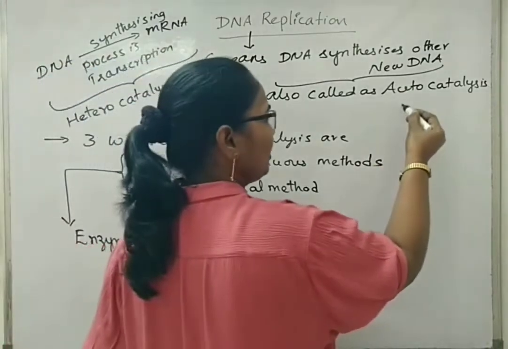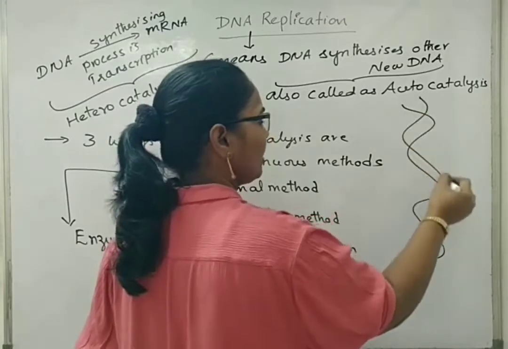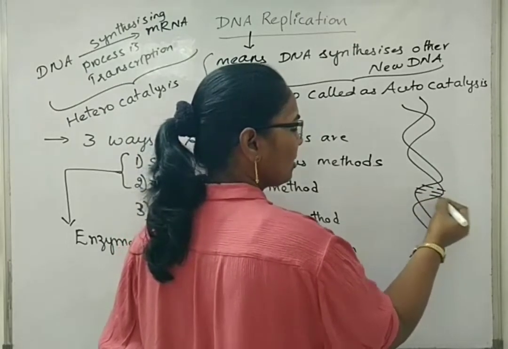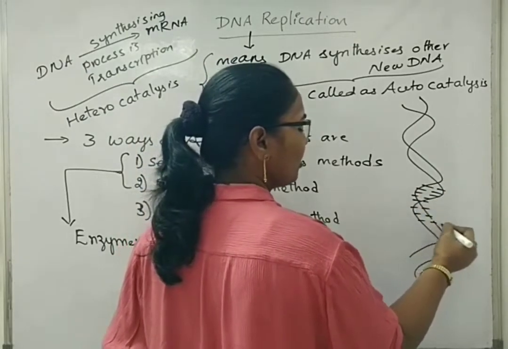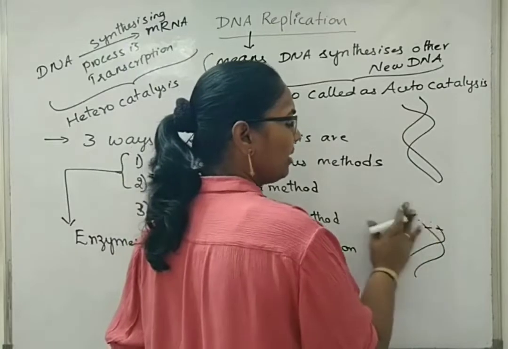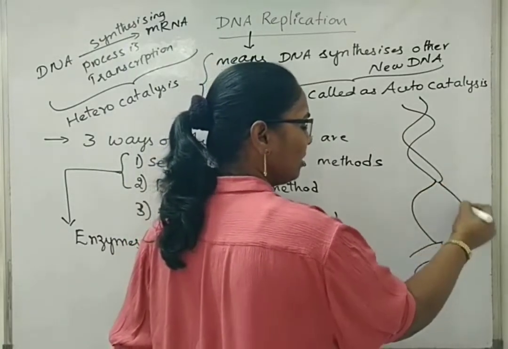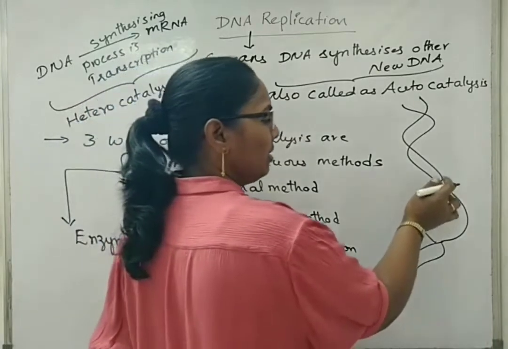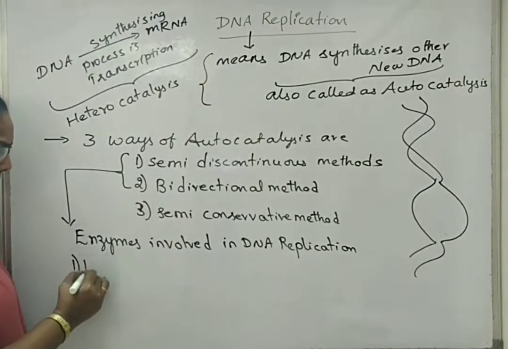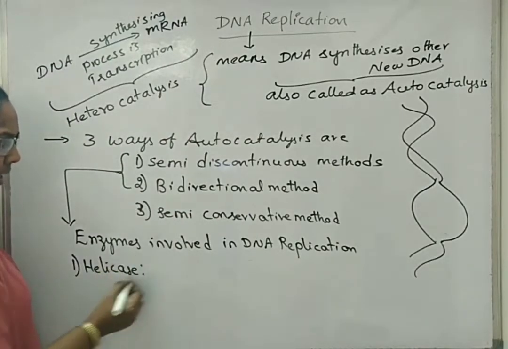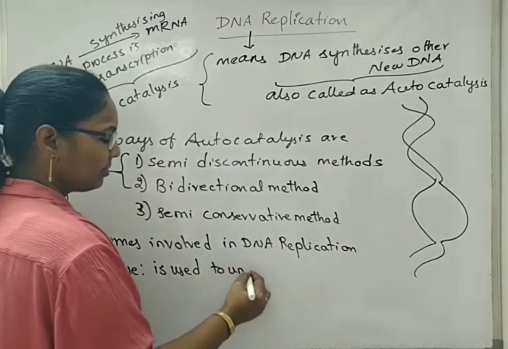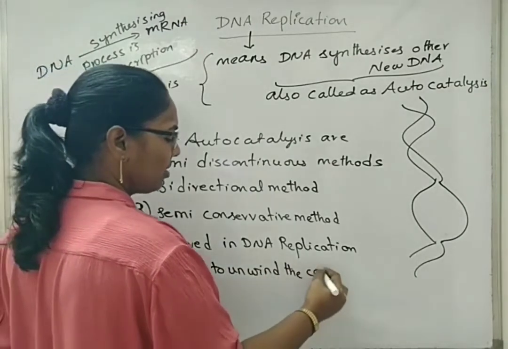We know that DNA is a double-stranded helical structure. It is always coiled like this. The two strands are connected by hydrogen bonds. Nitrogen base pairs are always connected by hydrogen bonds. First, the hydrogen bonds should be broken and a gap should be created between the two strands at one point to initiate the DNA replication. So, the two coiled DNA strands should be unwound like this. So, the first enzyme is helicase. Helicase enzyme is used to unwind the coiled DNA strand.